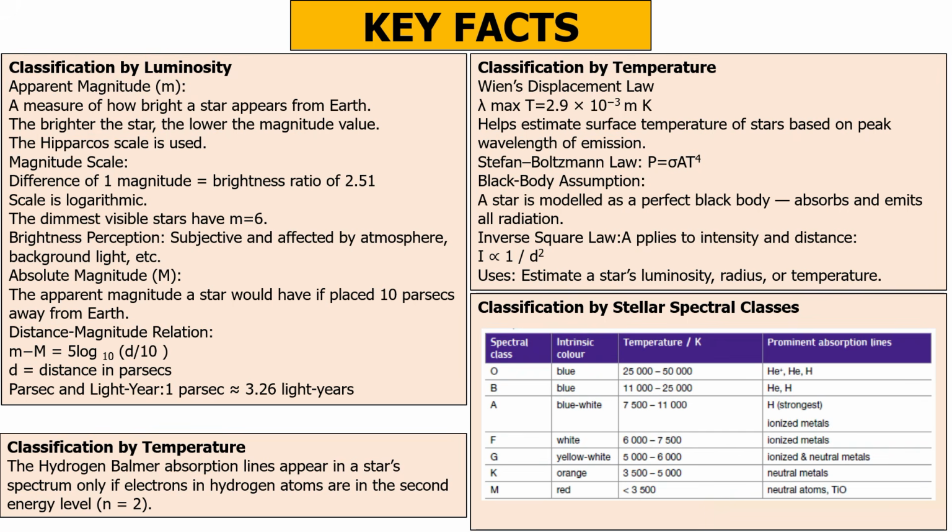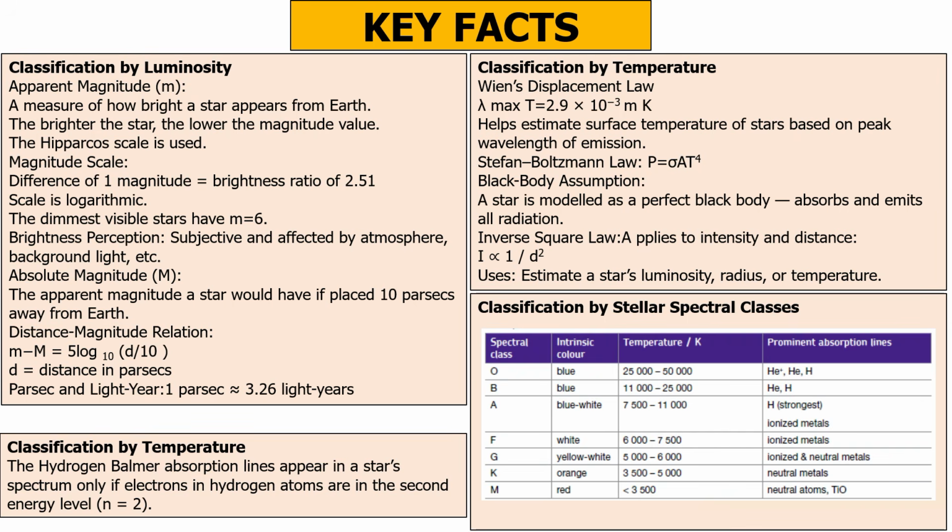We can also have classification by temperature. Firstly, we know the Wien displacement law is the maximum wavelength times the absolute temperature is equal to 2.9 times 10 to the minus 3. This helps estimate the surface temperature of stars based on the peak wavelength of emission. Our Stefan-Boltzmann law is the power of a star is equal to sigma A T to the 4, but we have our blackbody assumption with this, that a star is modelled as a perfect blackbody. It absorbs and emits all radiation.